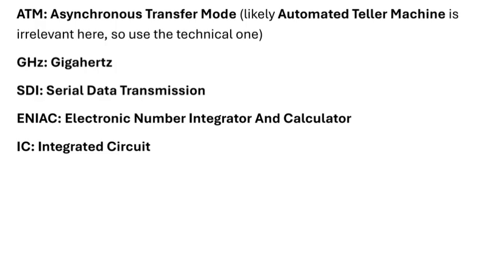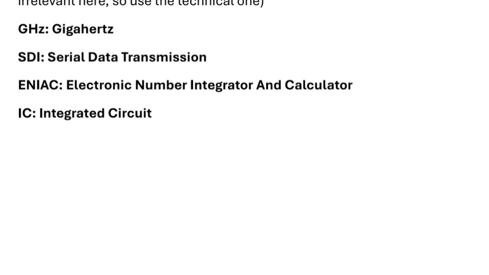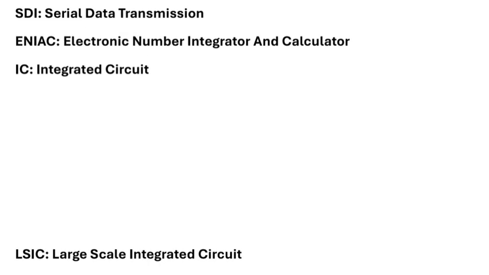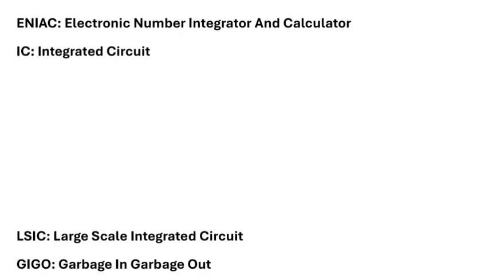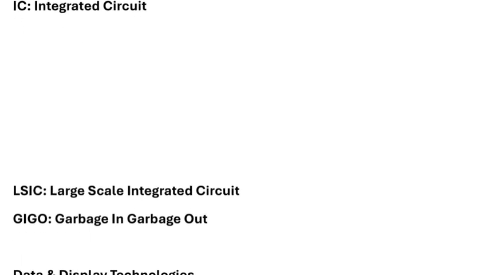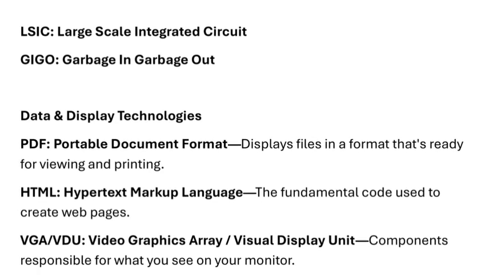Likely automated teller machine is irrelevant here, so use the technical one. GHz, gigahertz. SDI, serial data transmission. ENIAC, Electronic Numerical Integrator and Calculator. IC, Integrated Circuit. LSIC, Large-Scale Integrated Circuit. GIGO, garbage in, garbage out.